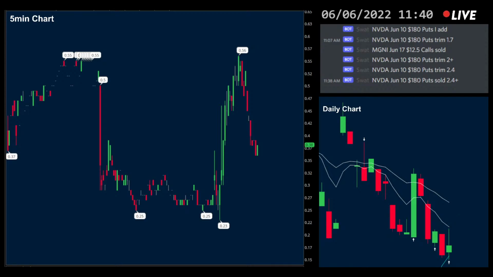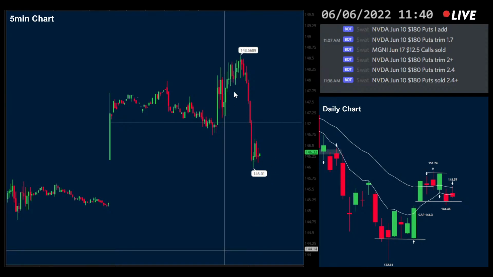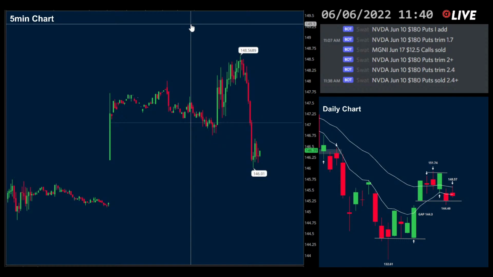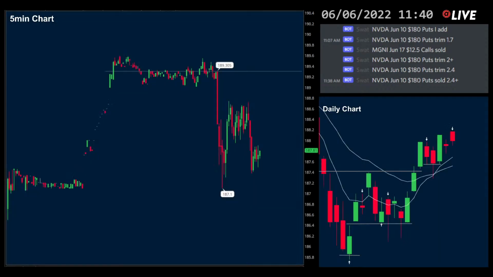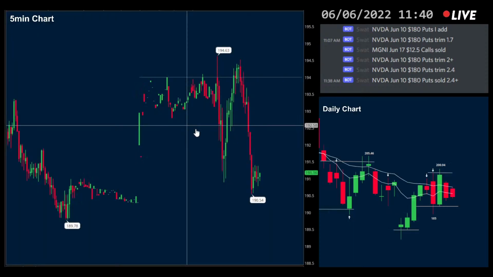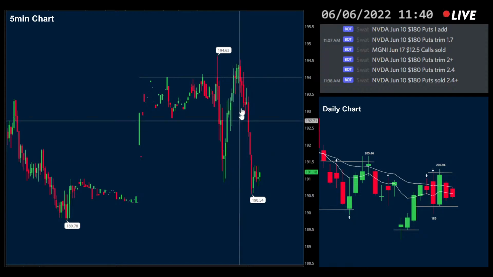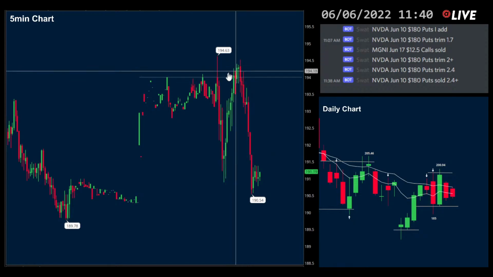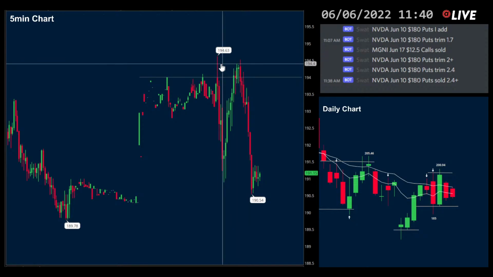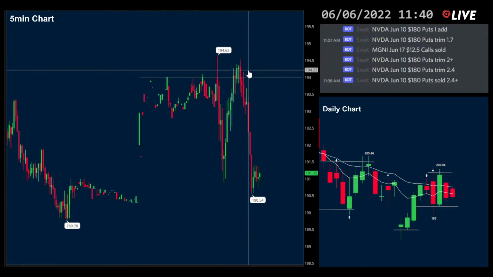We also got some Apple. We tried to short Apple. It did not work, so I closed it. Then we got some Facebook calls. The idea was to go from red to green, try to make new highs on the day. I closed when they started rolling over and were not able to make a higher high.